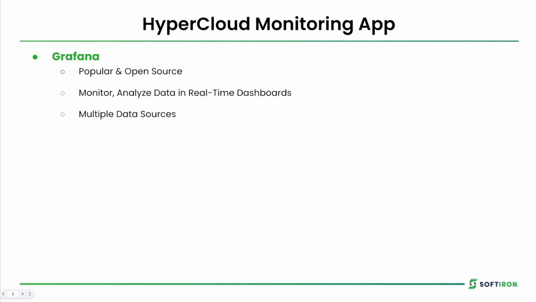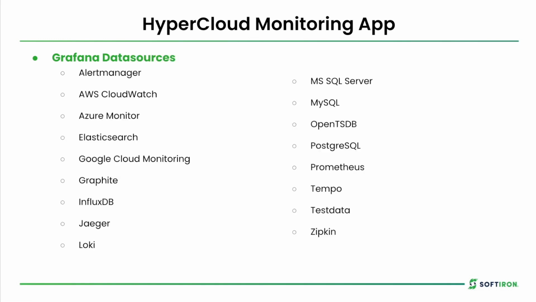Grafana is a popular open source tool for anyone who needs to monitor or analyze data in real time. It allows you to gather data from many different sources and create dashboards that allow you to visualize and make sense of your data quickly and easily. Here is a list of all the sources Grafana is able to query from. We'll be using Prometheus, which is a popular option.